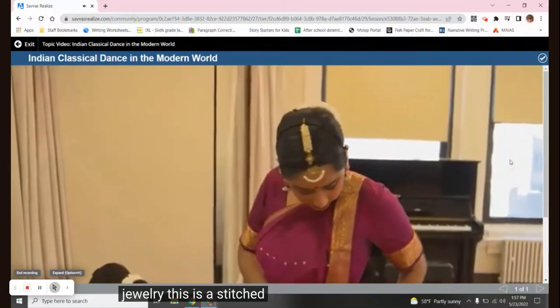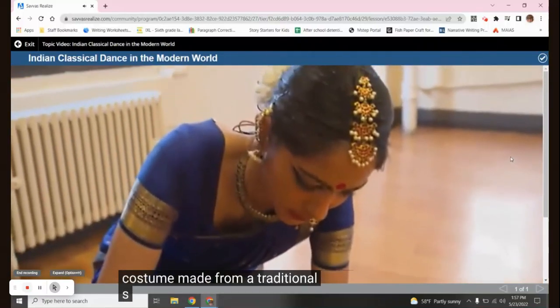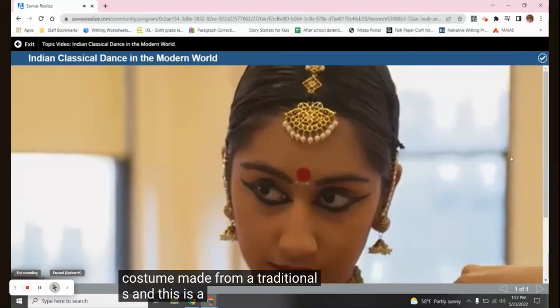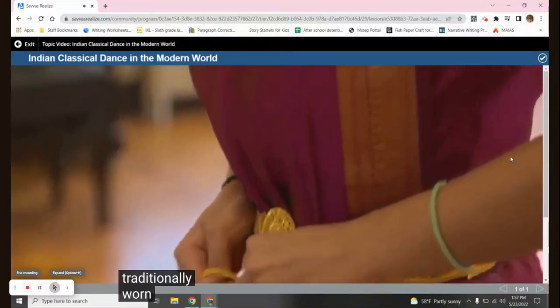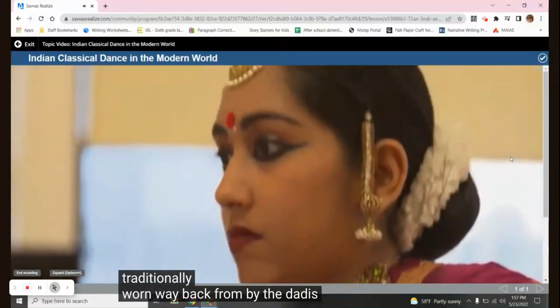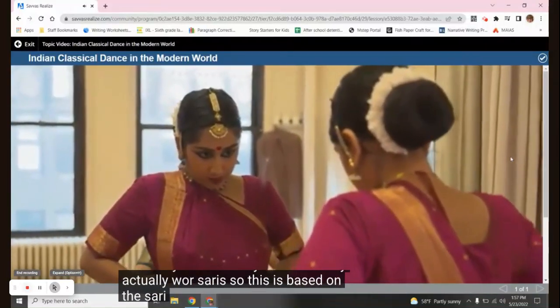This is a stitched skirt costume made from a traditional sari. This is a variation of what was traditionally worn way back by the Devadasis. They actually wore saris, so this is based on the sari costume.